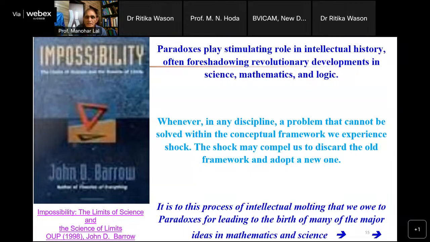About impossibility, this is a very good, readable book. You must read it if you get time. Impossibility is by John Barrow. He says paradoxes play a very significant role in intellectual history, often overshadowing revolutionary developments. Whenever in any discipline we meet a problem that cannot be solved within the conceptual framework, we experience shock. The shock may compel us to discard the old framework and adopt a new one. And that is the reason many new theories have been developed.